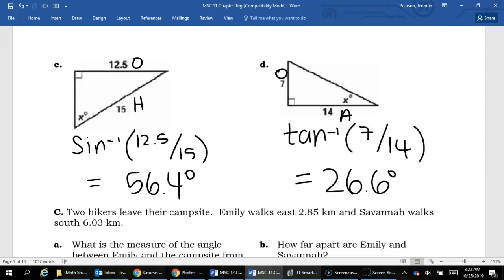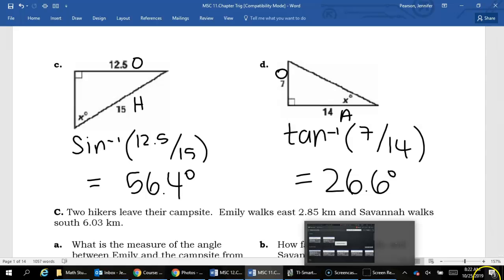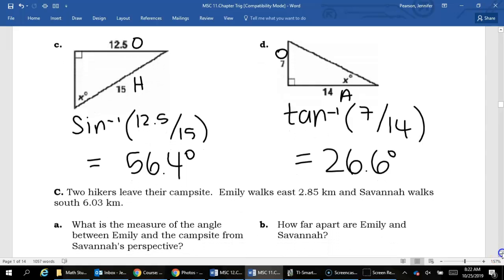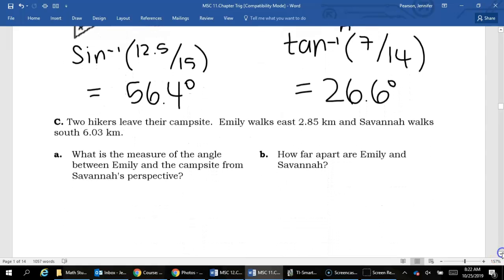So hopefully that wasn't too fast. Give those a try if you need to on your own. Pause, rewind. Let's go to example C.